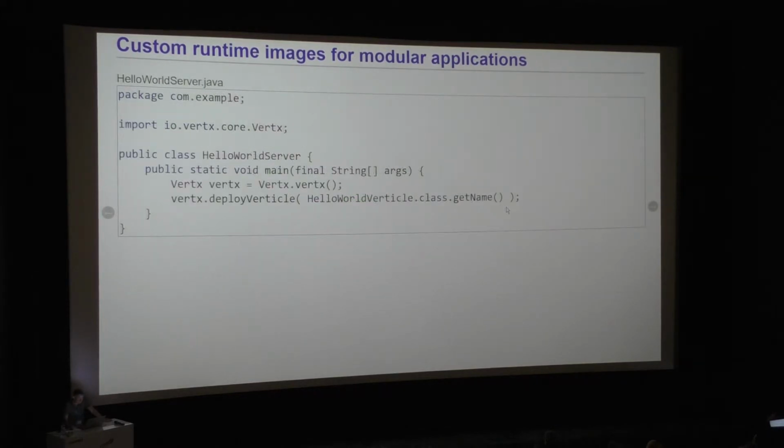In the main method, we just initiate our Vert.x framework, and then we deploy the verticle we saw on the previous slide. The module-info.java is also very simple. We only need to require the Vert.x core module, and we export our main package.